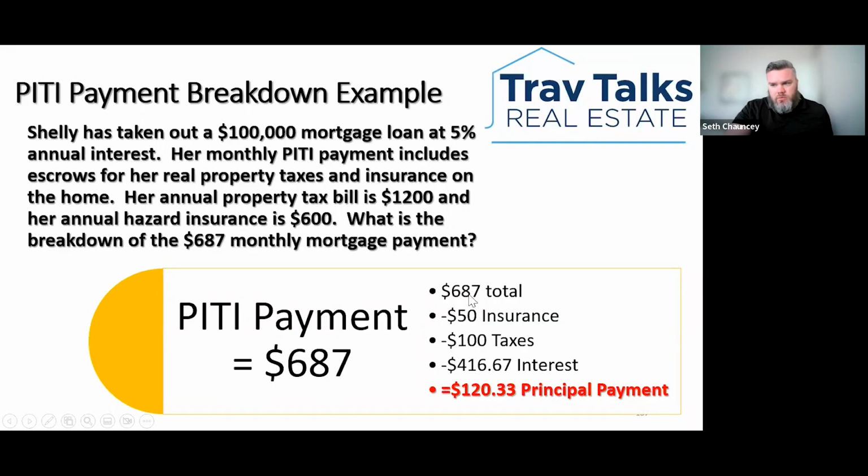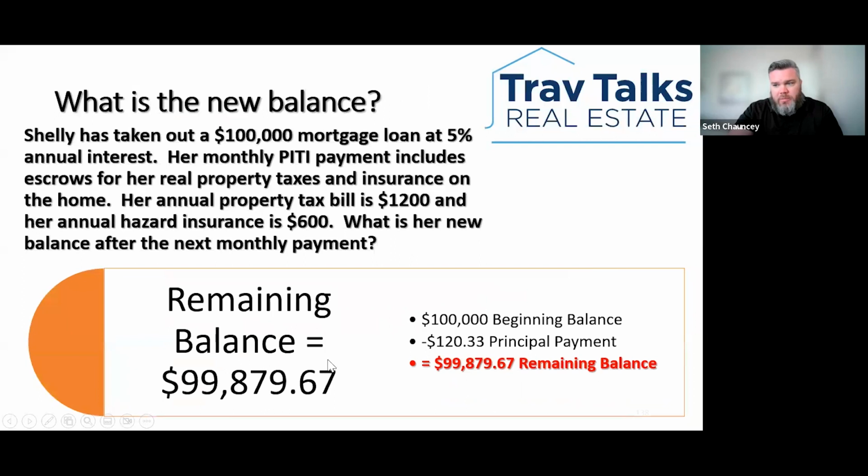So of the $687 PITI payment, the whole payment, 50 went towards insurance, 100 is taxes, 416.67 is the interest based off of finding the annual interest dividing by 12 for the first month's payment. And then everything that doesn't go towards interest goes towards principal. So your principal after all was said and done would be 120.33, which means that your new balance is 100,000 minus $120.33. So that's the next piece of this, right? So your remaining balance after you pay that would be 99,879.67.